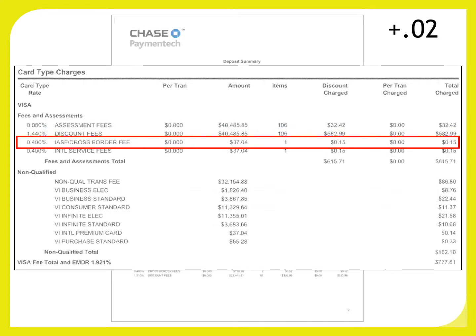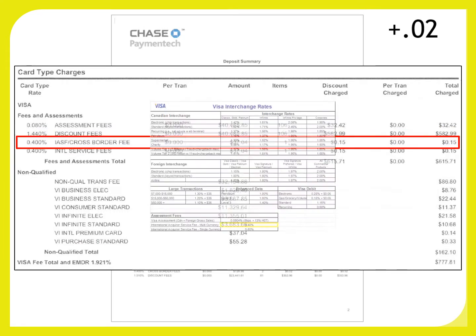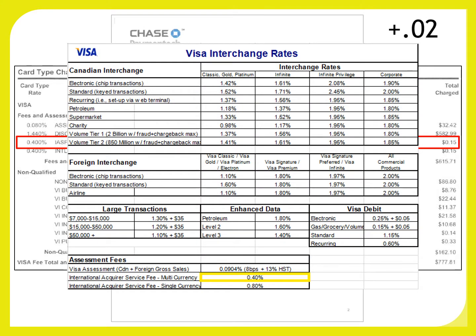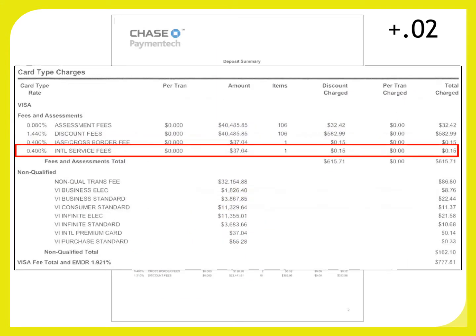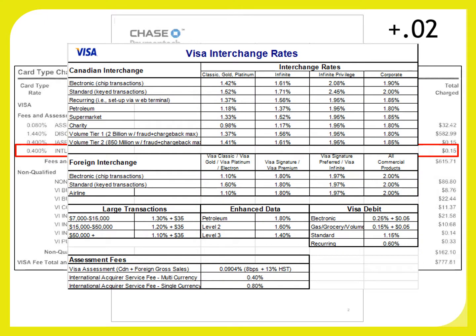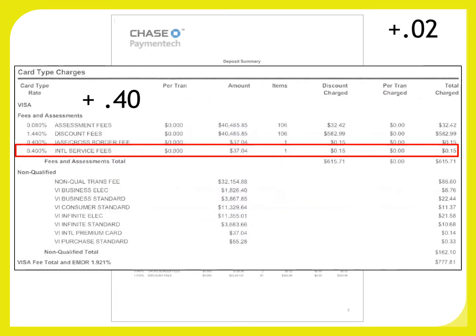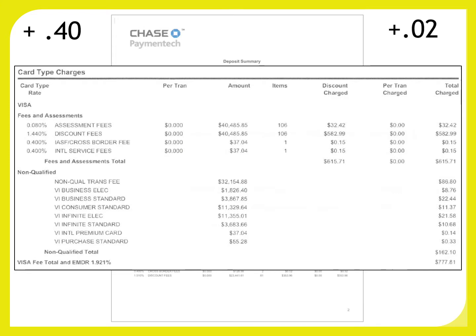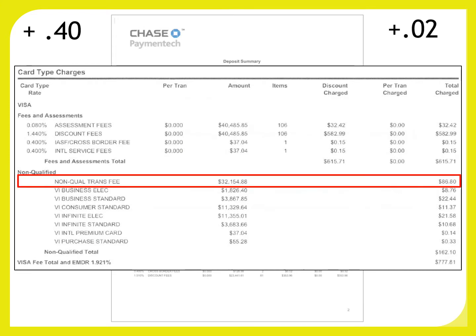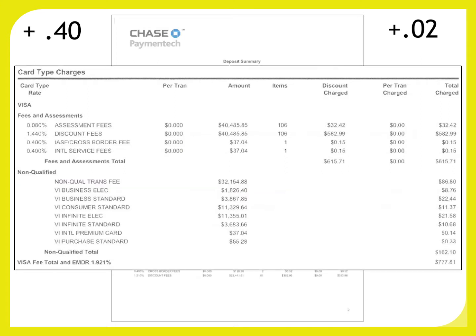Below, you'll find the international acquirer service fee. This is also part of interchange and must be paid by all merchants. Under this, you'll see the international service fee. As you can see, this fee is not included in interchange pricing and is 100% markup. In the next section, you'll find your non-qualified fees, and I'll come back to explain this in a moment.